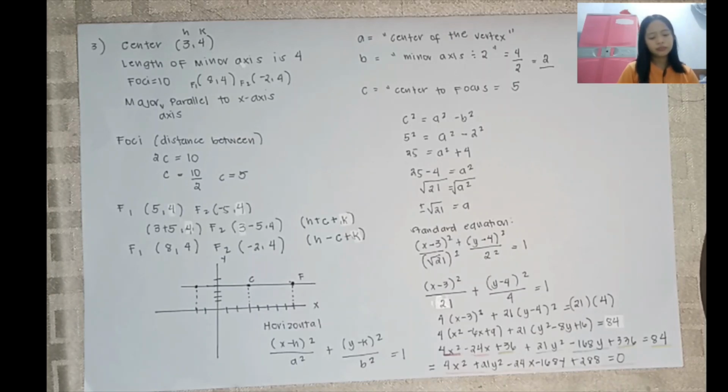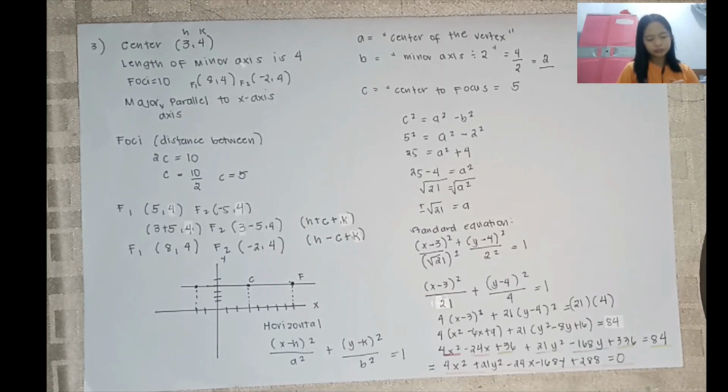4. So, distribute 4 times, simplify (x minus 3) squared, giving us x squared minus 6x plus 9. Bring down 21. Simplify (y minus 4) squared: y squared minus 8y plus 16. 21 times 4, giving us 84.